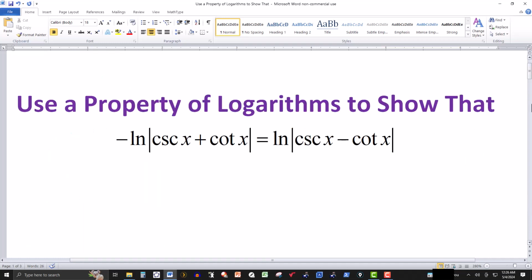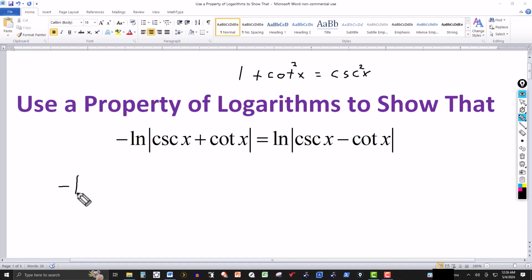And we're also going to use one identity from trigonometry, and that's this one right here. If you have 1 plus the cotangent squared of any angle, let's call it x, then 1 plus cotangent squared of that angle x will equal cosecant squared of that angle. So let's start off then with the left side and show that we get the expression on the right side.